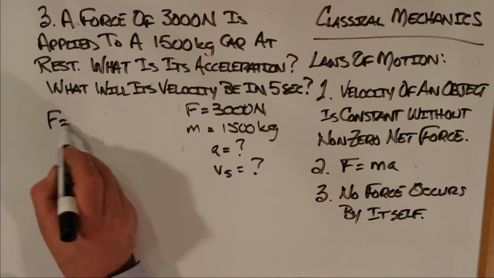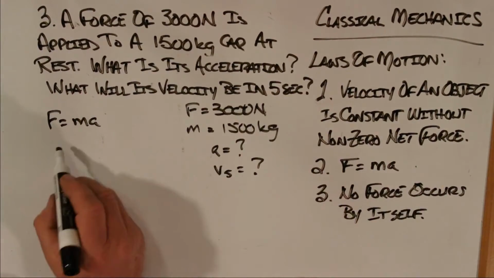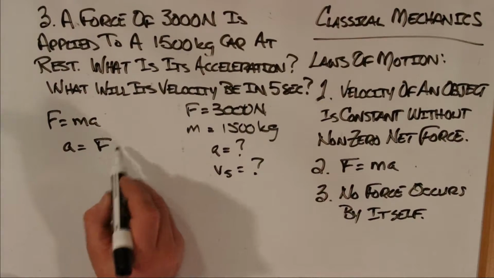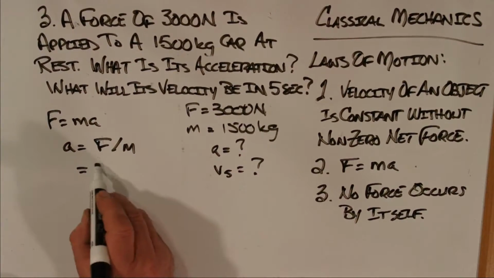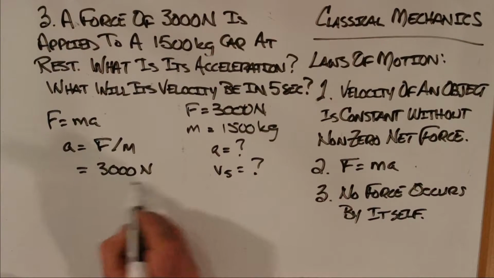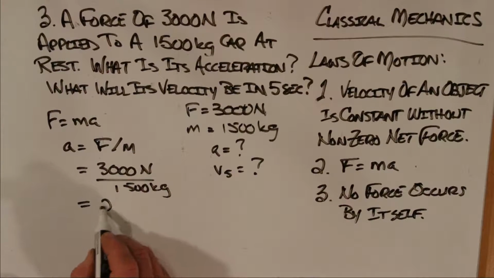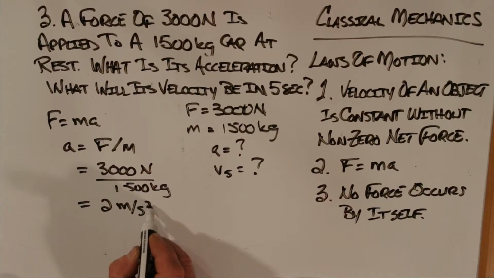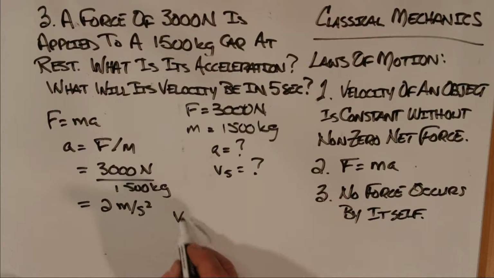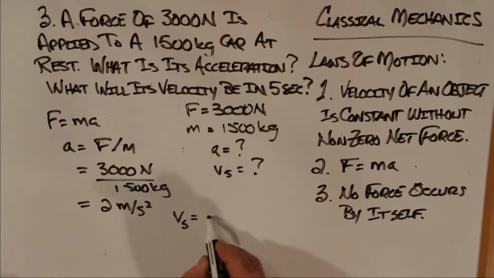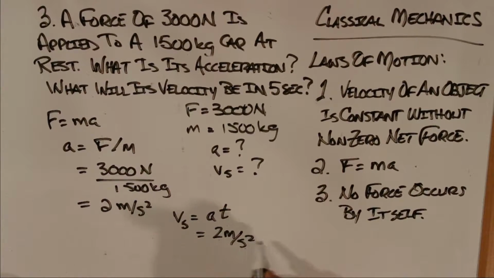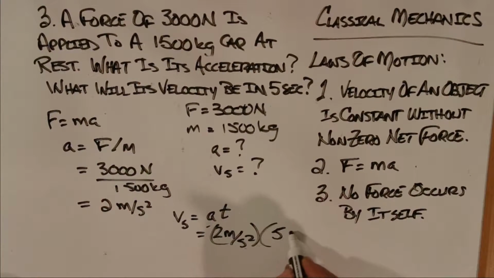We have the equation: force is equal to mass times acceleration. We can rewrite that as acceleration is force divided by mass. Substituting our numbers in, we have 3,000 newtons divided by 1,500 kilograms, and the answer, 2 meters per second squared. And from our earlier problem set, velocity in 5 seconds is acceleration times time, 2 meters per second squared times 5 seconds. The velocity at time equals 5 seconds will be 10 meters per second.